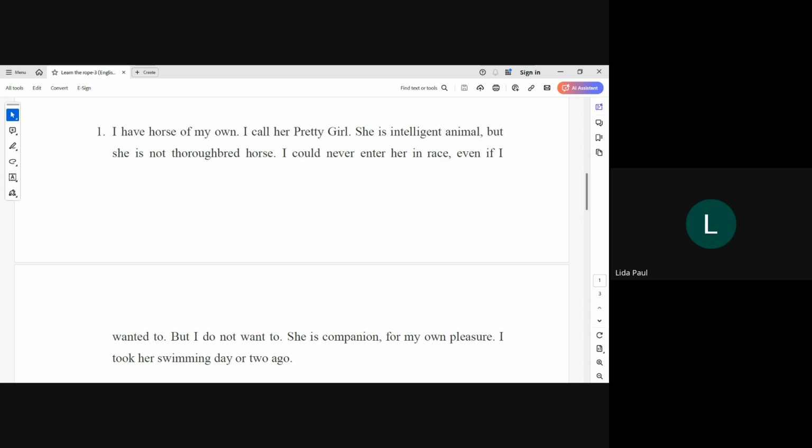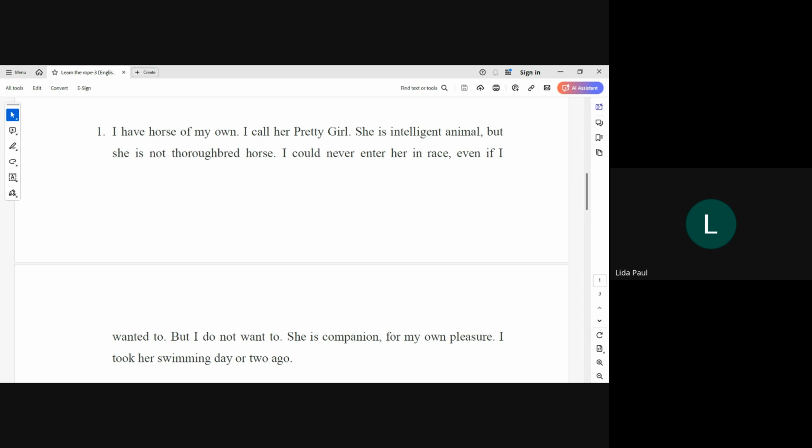I call her pretty girl. Should you use an article there? What is this pretty girl? It's the name of the horse. Right? So usually names don't require the articles.